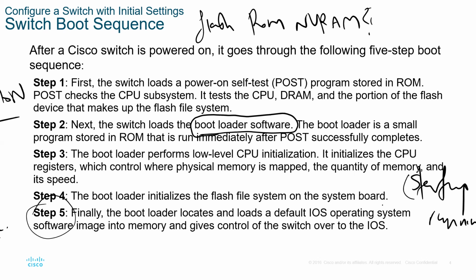I think it's very important to understand the types of memories. We have the flash, we have the ROM, we have the NVRAM. Let me try to find the other one. I think there should be four or five.